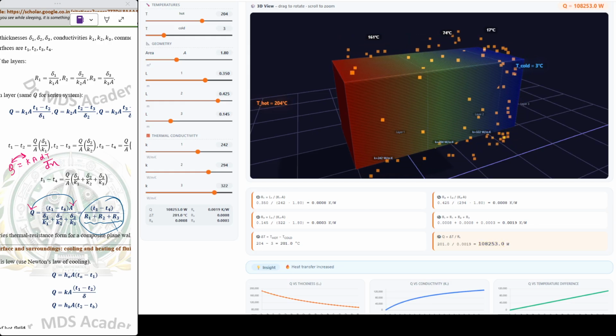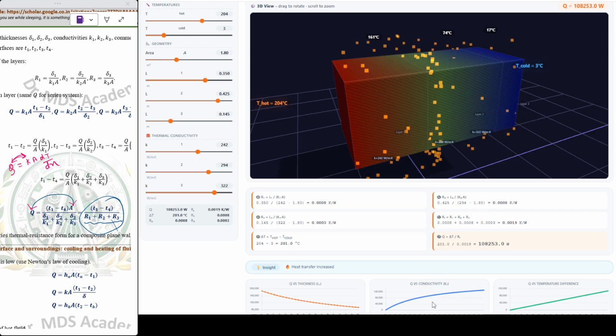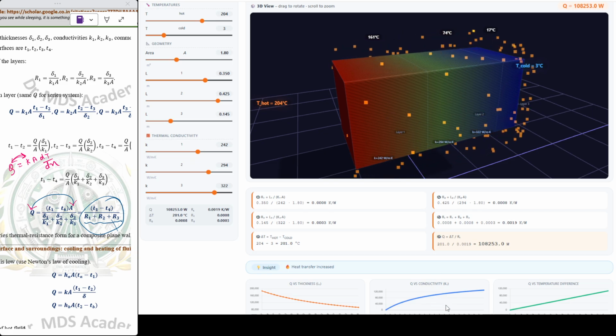This was all about how heat transfer takes place in the composite wall.